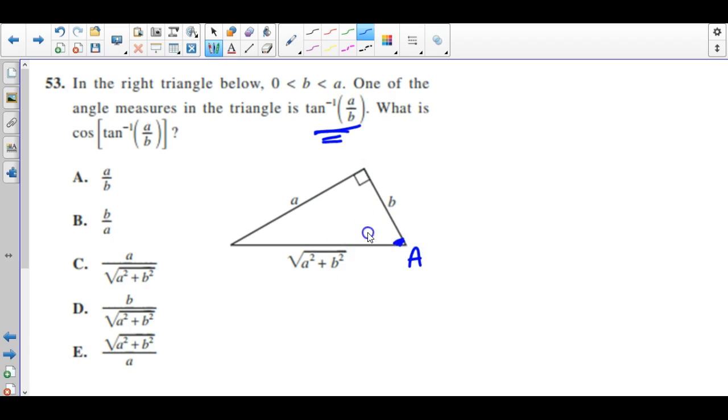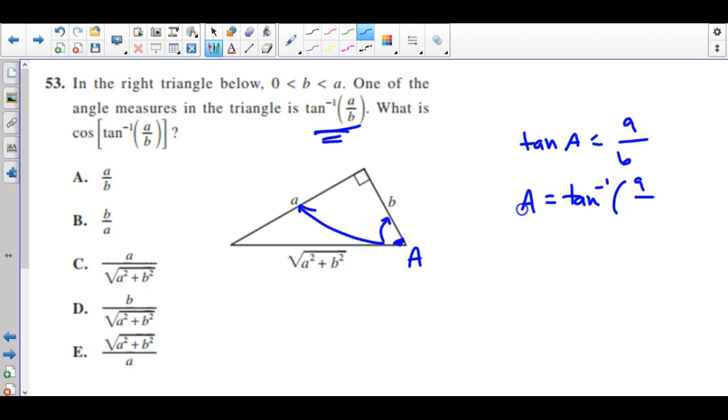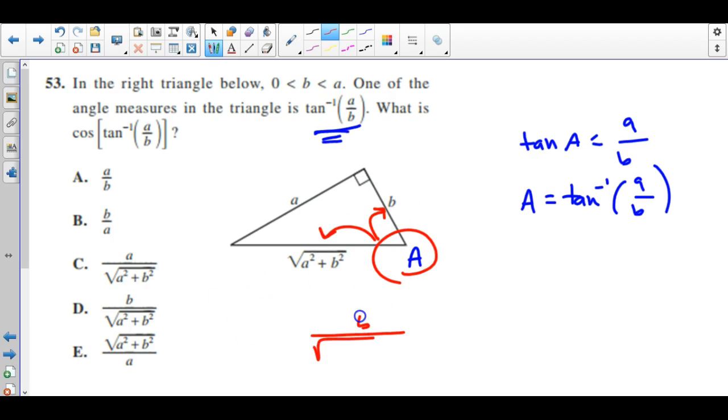I'm going to call this capital A. And if I wanted to know the measure of angle A, I could take the tangent ratio. So tan A equals A over B. So that means A is equal to tan inverse of A over B. So that's where this is coming from. So if I just look at the fact that they are referring to angle A as my angle in this problem, I want to know the cosine of A. That's what it's basically saying. So cosine being adjacent over hypotenuse. So that's going to be taking B over that hypotenuse, which is the square root of A squared plus B squared. And then that is option D.